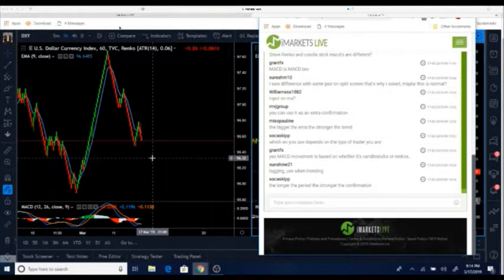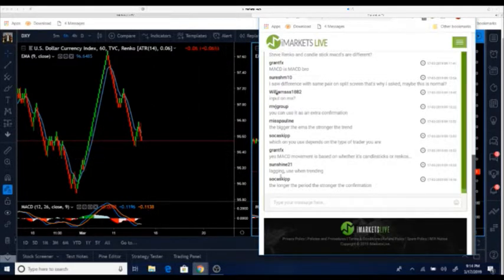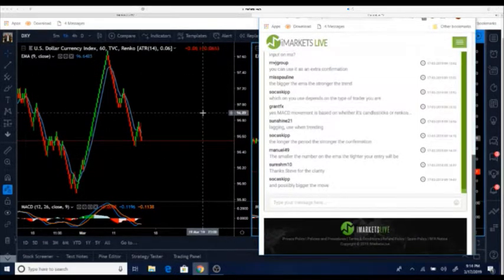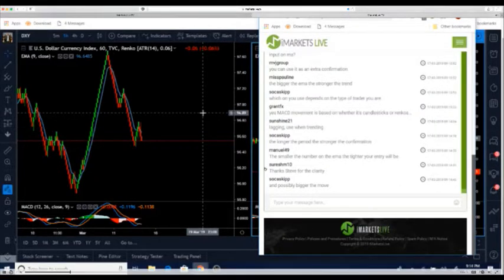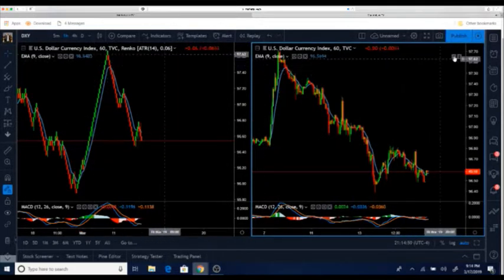That's right. There you go. Good job. Yes, the longer the period, the stronger the confirmation. It lags when trending. MACD is based on, yep, very good. The smaller the number, the tighter the entry will be. That is correct. There you go, guys. Good job. Right? So now, I'm going to show you guys how to put this even more together, right?